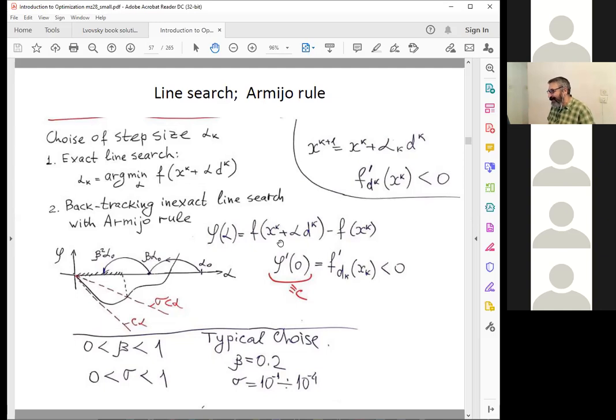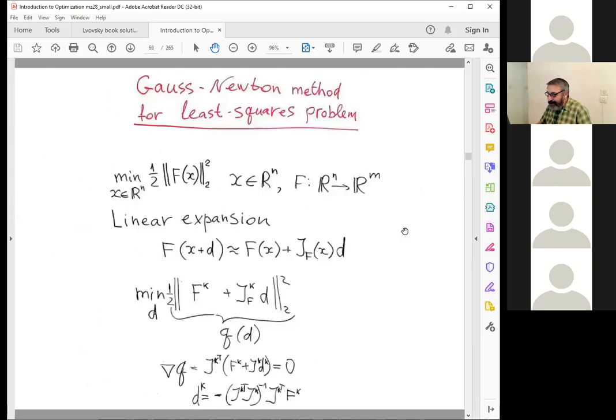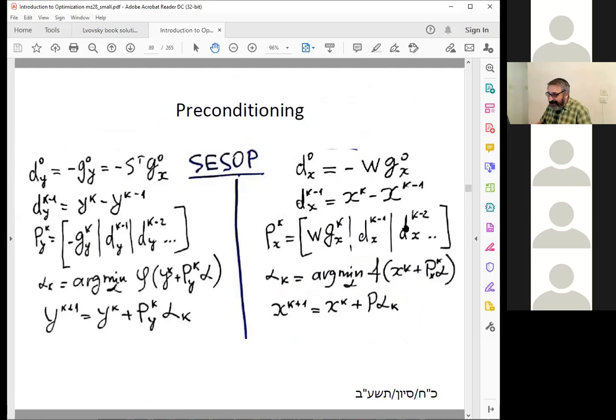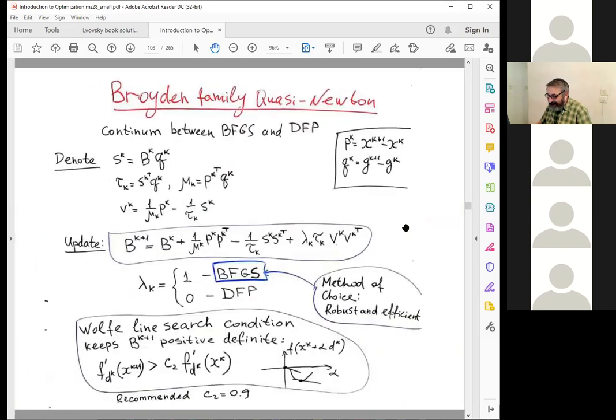I didn't load you with this requirement. Just a second. You need to use, say, quadratic or cubic interpolation line search, which is more sophisticated, with safeguards to get to the point where the gradient is... And it's a pity that we went here, because the Wolfe condition is here, yes.